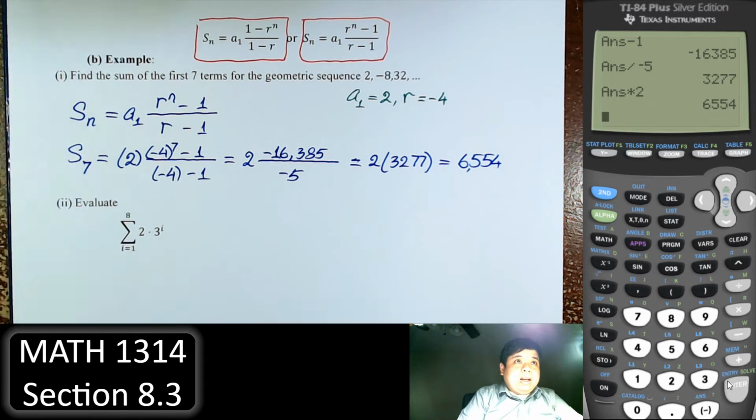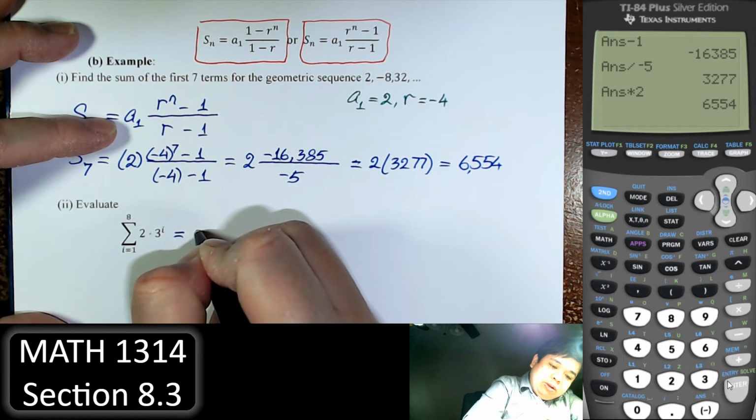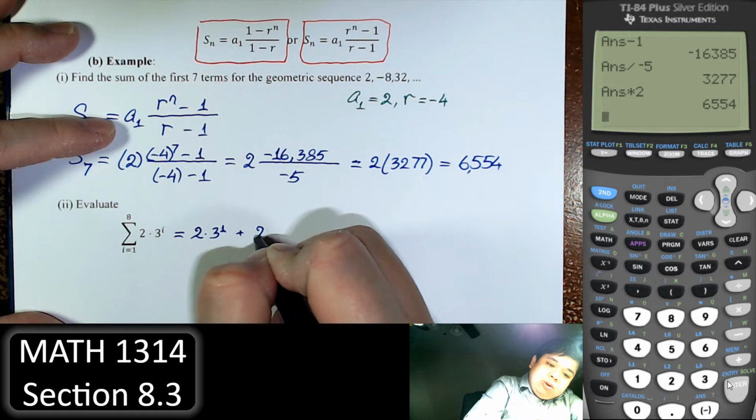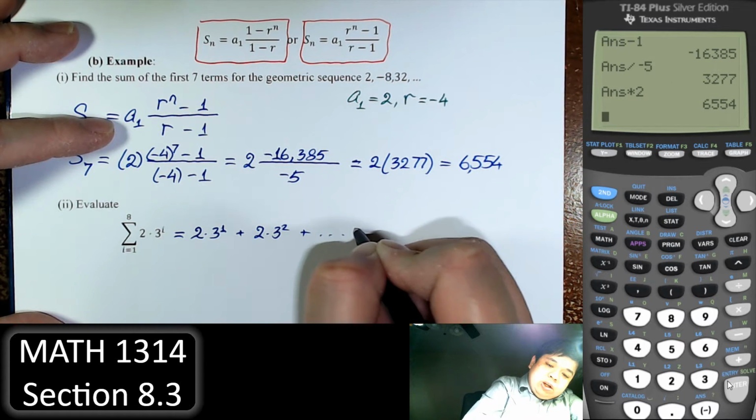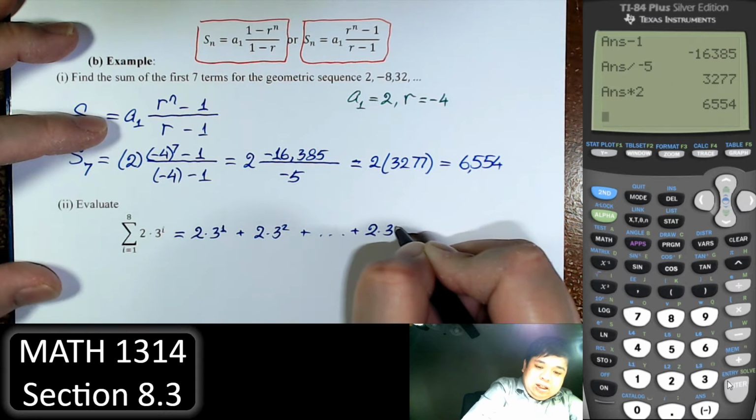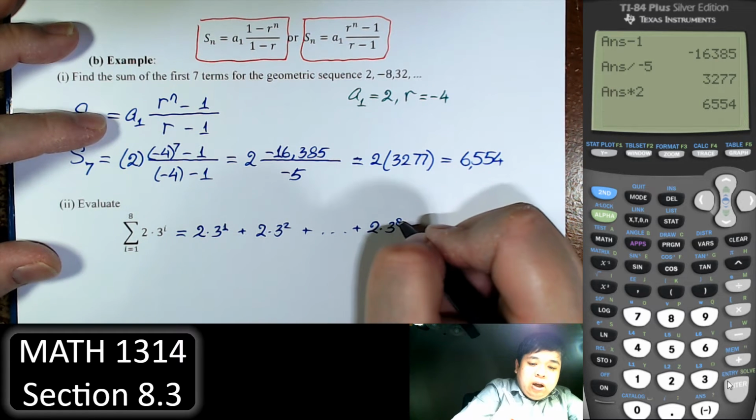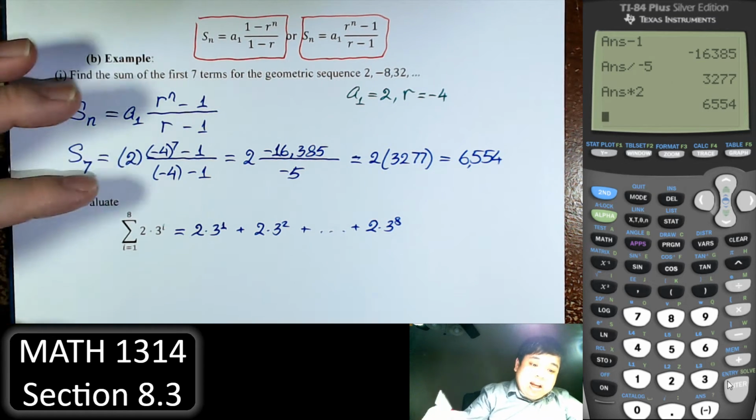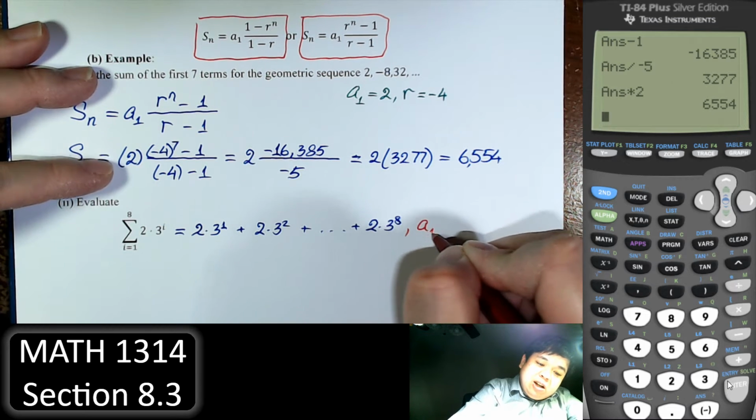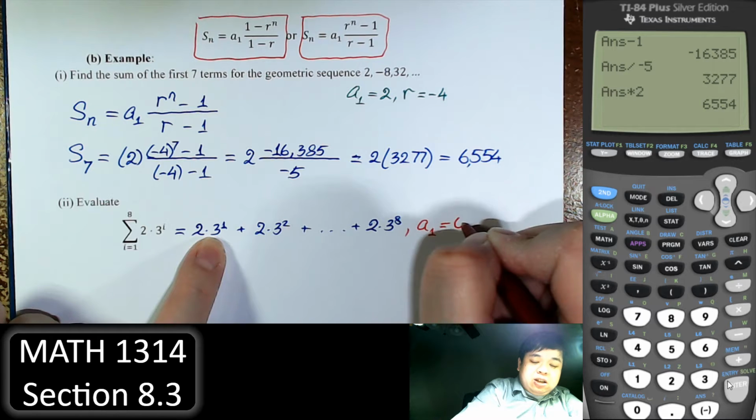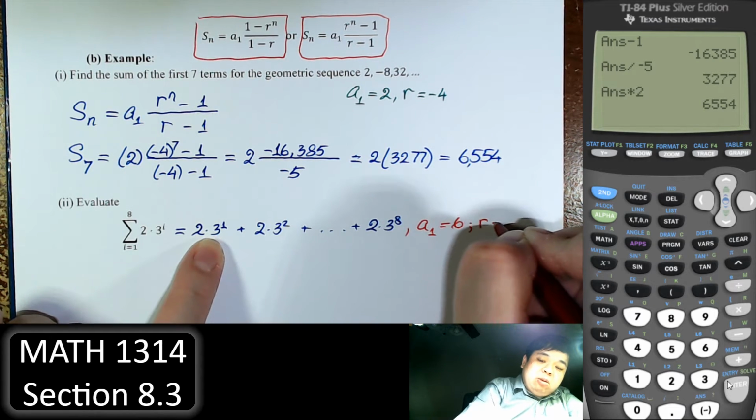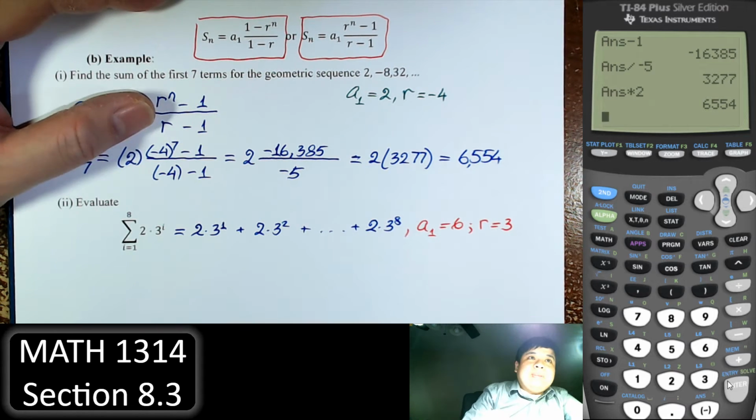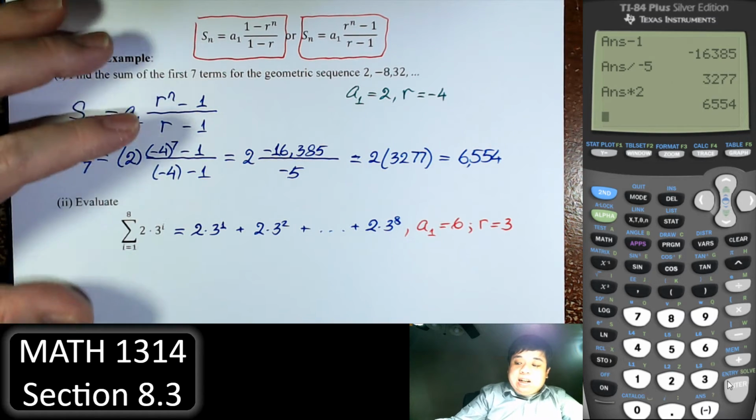Next, evaluate this sum. Of course, we're going to put 1 in there. So we're going to have 2 times 3 to the first, 2 times 3 squared, and all the way to 2 times 3 to the 8. Right? So this looks like a geometric sequence because we multiply by 3 every time. So when we write like that, in this case we have the first term is 2 times 3 to the first, which is 6. And the common ratio to get from this term to the next is we multiply by 3. Right? And we go from 1 to 8, so that's the sum of the first n terms.